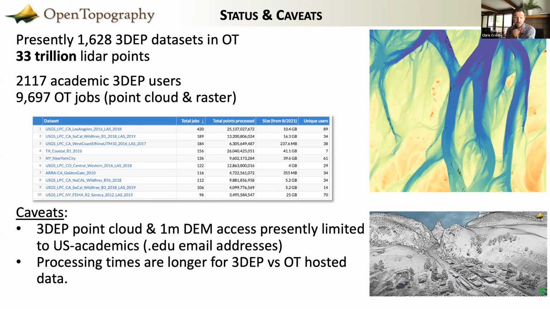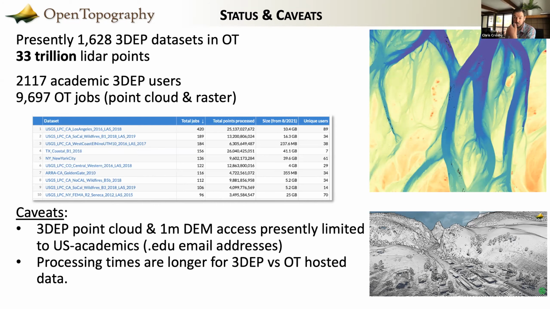So what we've done initially, as the pilot for rolling these out, is restrict access to this functionality, the point cloud access as well as the 1 meter digital elevation model product, to our academic community, because that's who NSF funds us to support. If you've got a .edu address, you're able to access this. We also just launched an application for international academics and other educators who don't necessarily have a .edu account. There are a little over 2,100 academic users who in under 2 years have signed up to utilize 3DEP. They've run almost 9,700 jobs.